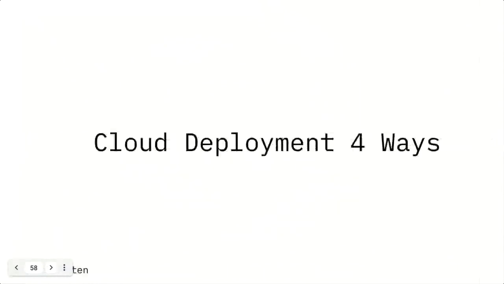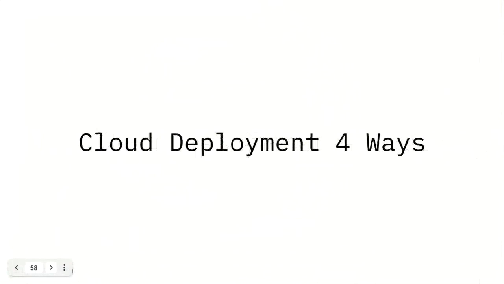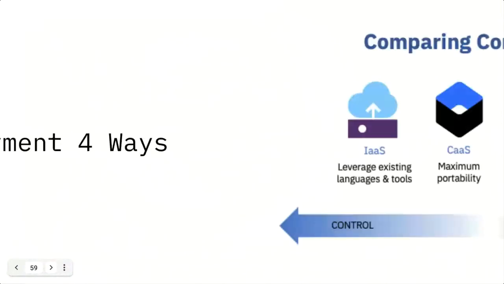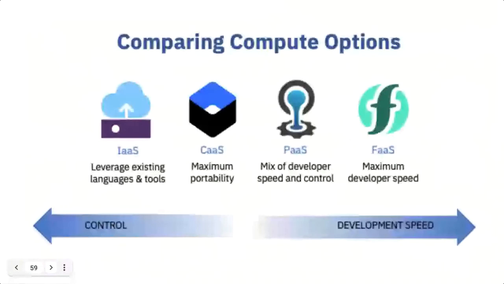So first thing we're going to do is take a look at cloud deployment 4 ways. What does that look like? We've heard a bunch of acronyms and a bunch of words thrown around. What does this actually mean? First thing we're going to do is compare different compute options.